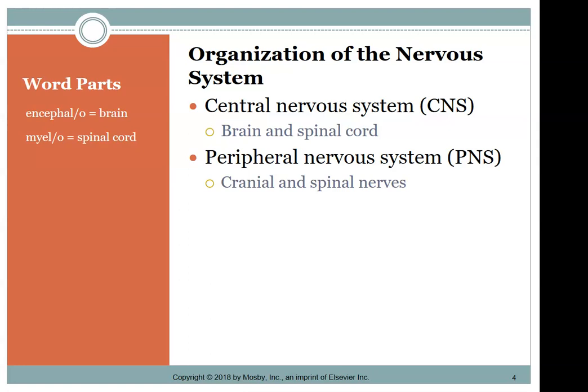Organization of the nervous system. The CNS, or the central nervous system, contains the most essential elements of the nervous system. The brain is protected by the skull, and the spinal cord by the vertebrae. The PNS, or the peripheral nervous system, includes the nerves that travel to the point of sensation and the nerves that carry the sensation back to the brain. These are termed the efferent or motor nerves and the afferent or sensory nerves. And your word parts: encephalo is brain and myelio is spinal cord.